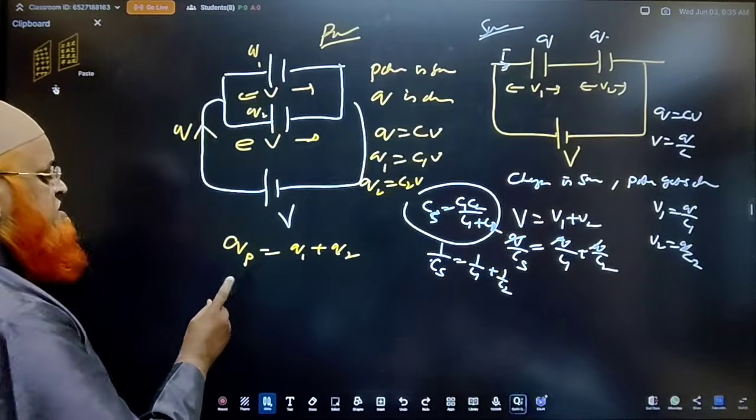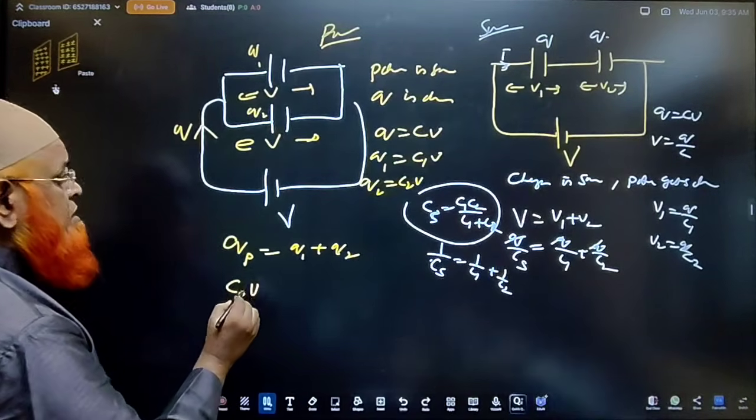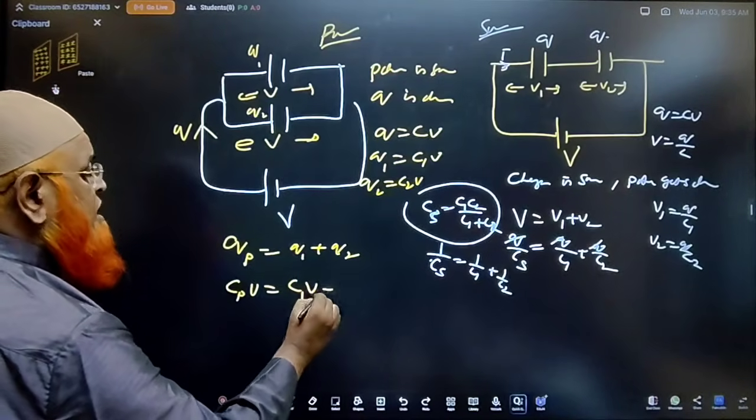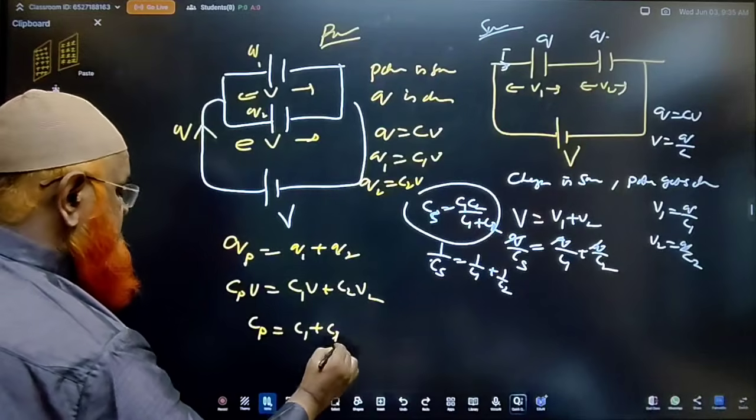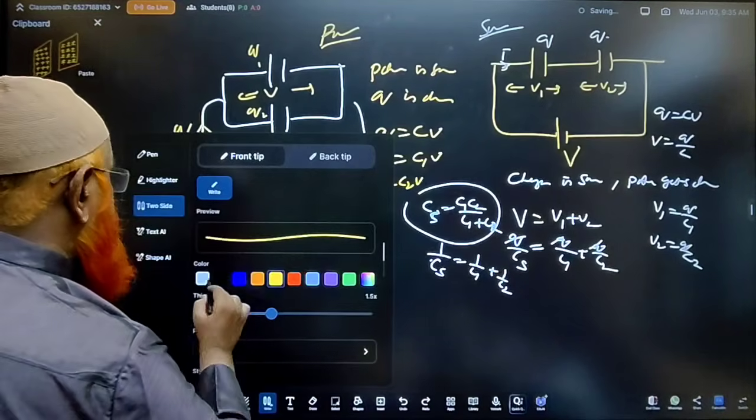So Q is equal to C parallel into V, which is C1 into V plus C2 into V. V is getting cancelled here, which gives C parallel is equal to C1 plus C2. So this is the condition for parallel connection here.